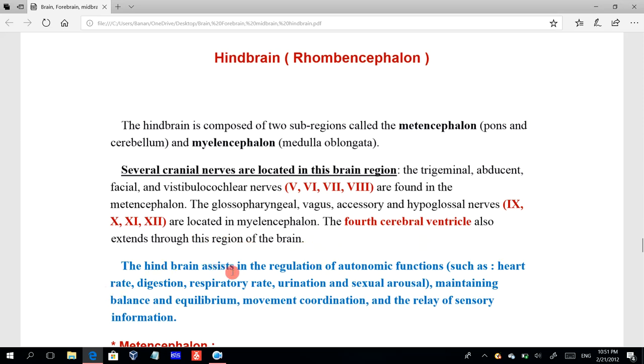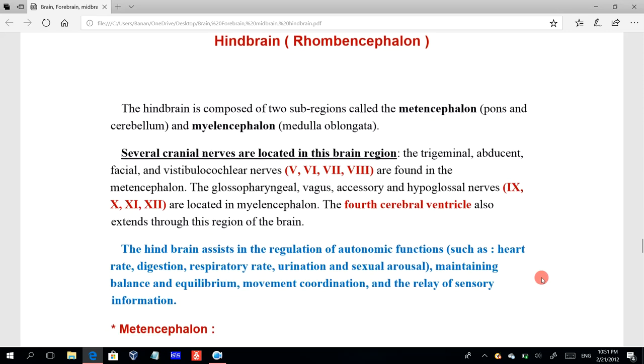The hindbrain assists in regulation of autonomic functions, such as heart rate, digestion, respiratory rate, urination, and sexual arousal, maintaining balance and equilibrium, movement coordination, and the relay of sensory information. All of these functions take place through the hindbrain.